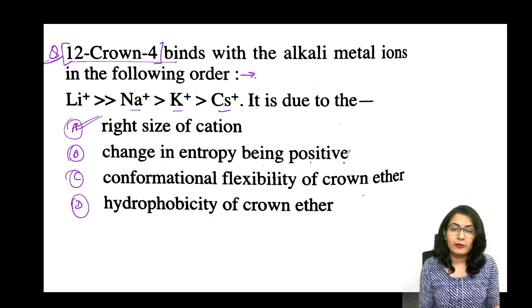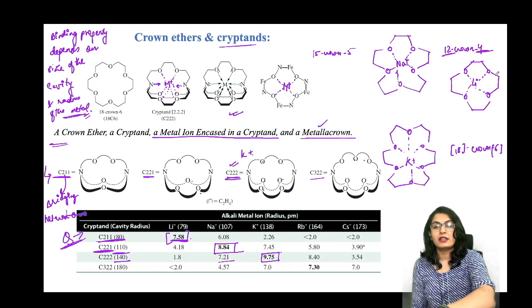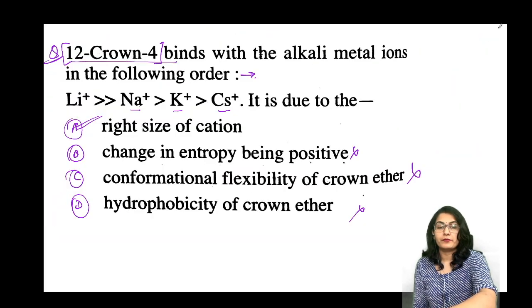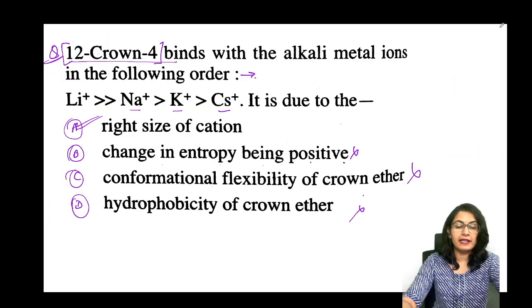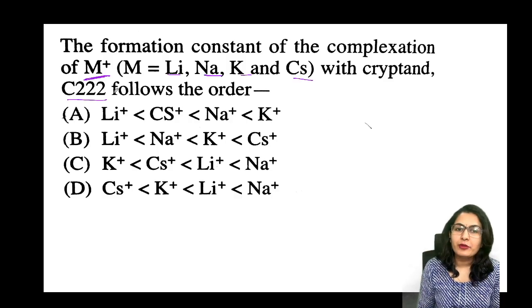Change in entropy being positive doesn't matter, conformational flexibility is not needed, hydrophobicity is not needed. We only needed this 12 crown 4. Now we are going to move onwards, right? Yes, it's a very beautiful question, guys.